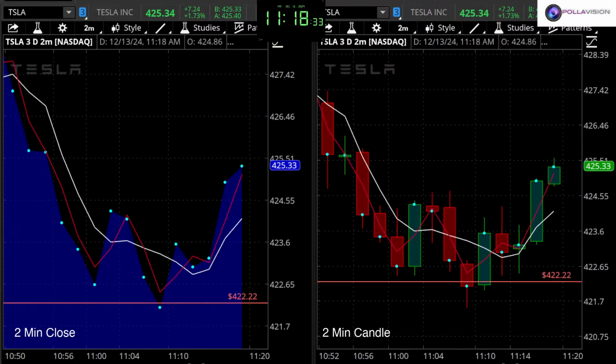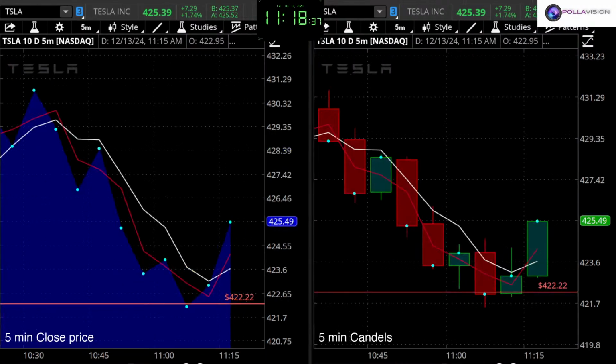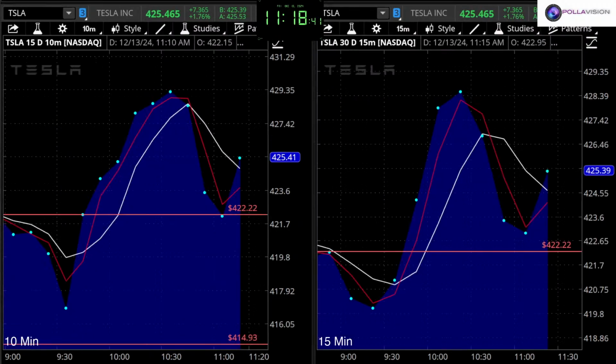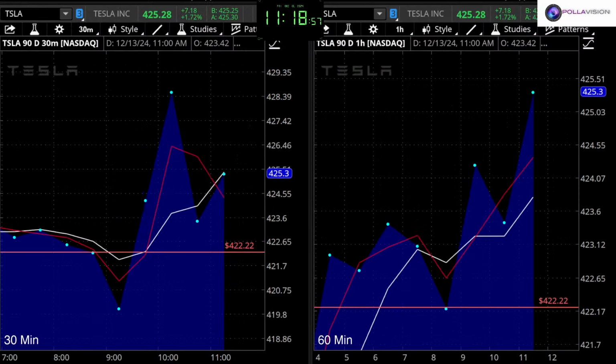All right, another green bar on the 2-minute. 5-minute, big strong green bar. We now have the 10 and the 15 above the 4. The only thing that matters is that it has to close above the 4, and we have a strong signal that the direction is continuing.